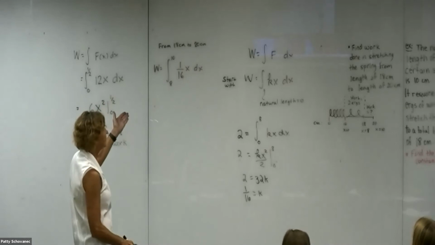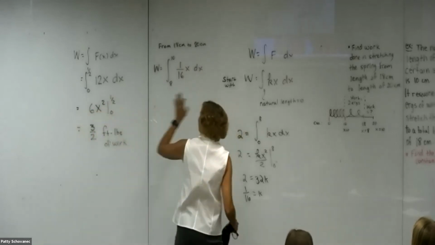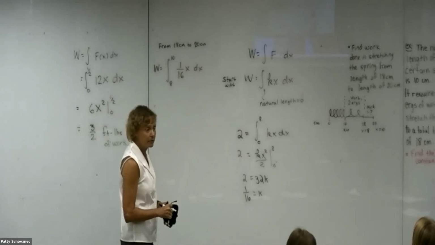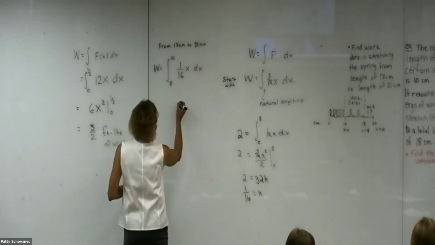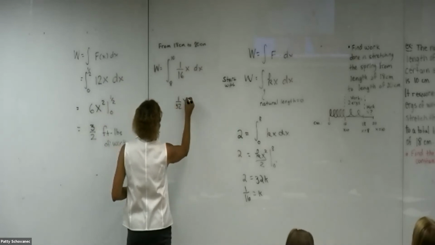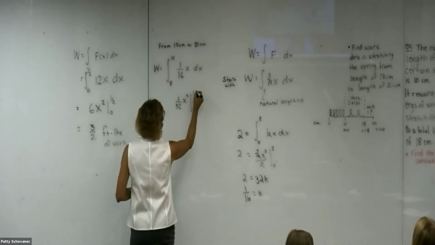So again, it's an easy integral. You just had to know that you started with work and not with F is K times X. Just read the problem. It tells you what you got. And so we finish the integration. We get X squared over 2. 2 times 16 is 32. And then evaluate that from 8 to 10.